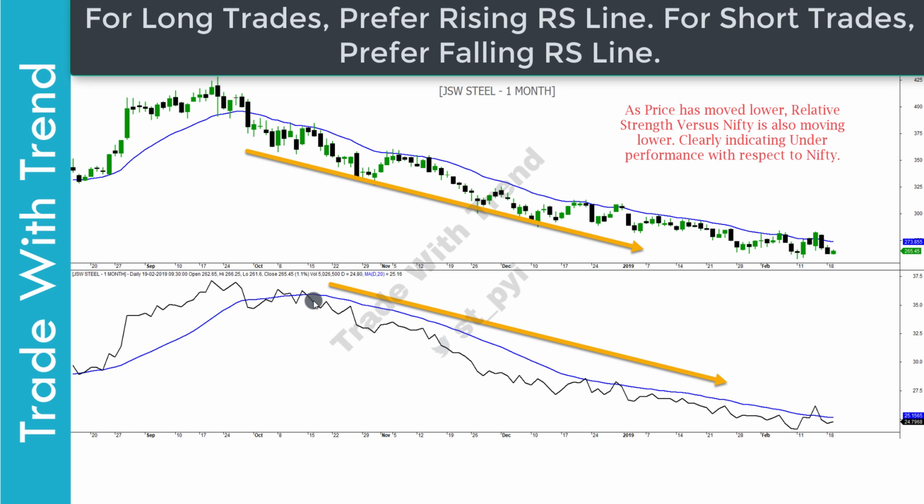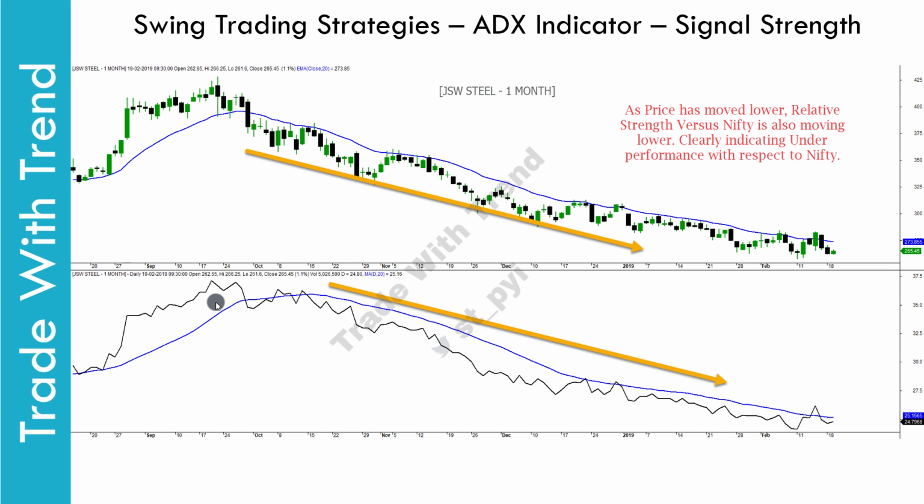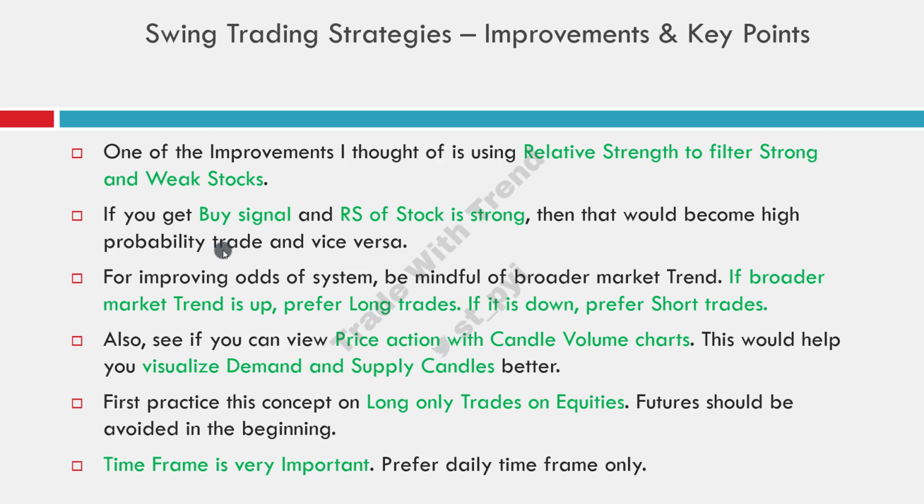So if you're interested in short selling, you need to look at weak relative strength stocks where the RS line is clearly moving lower. And if you're looking for buying based on this particular trading strategy, you should look at strong relative strength stocks where the RS line would be clearly moving higher. So this way you stick with weak stocks when you want to short sell, and you stick with strong stocks when you want to buy.